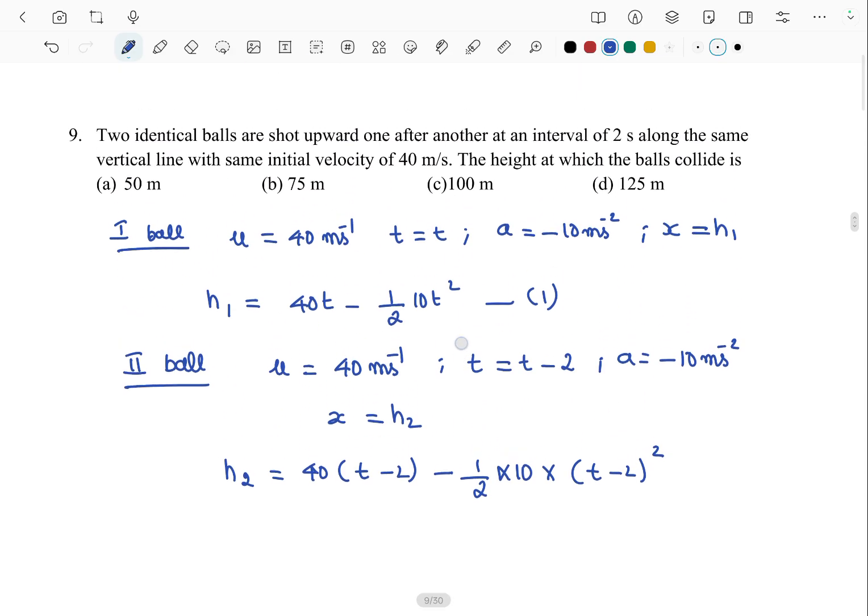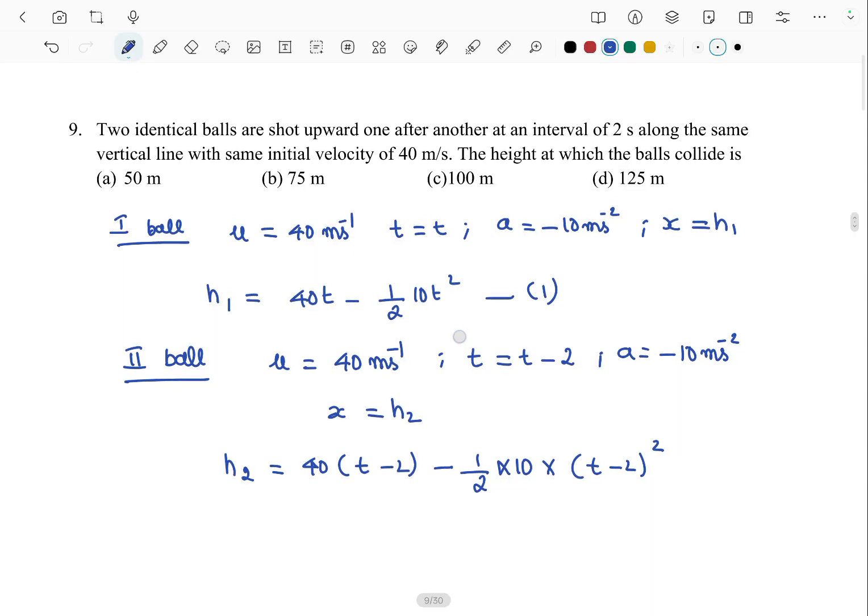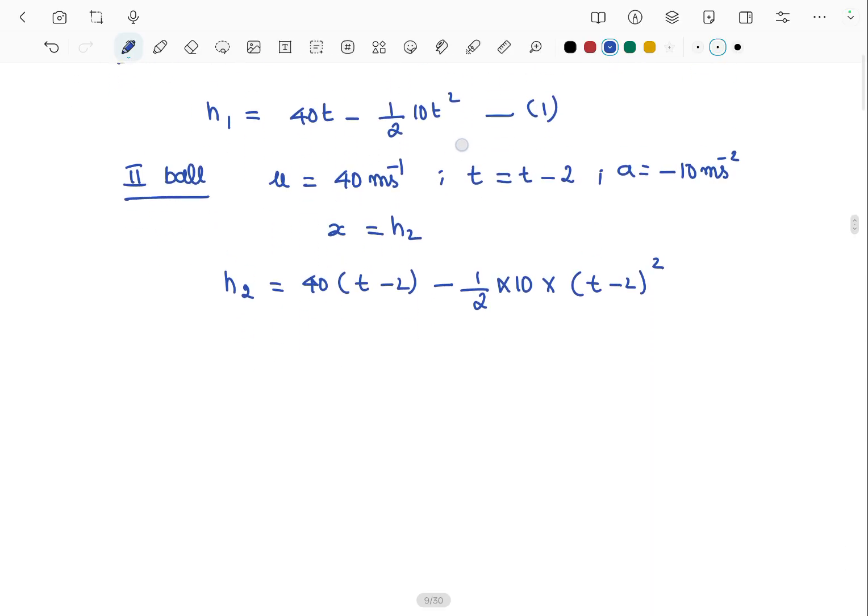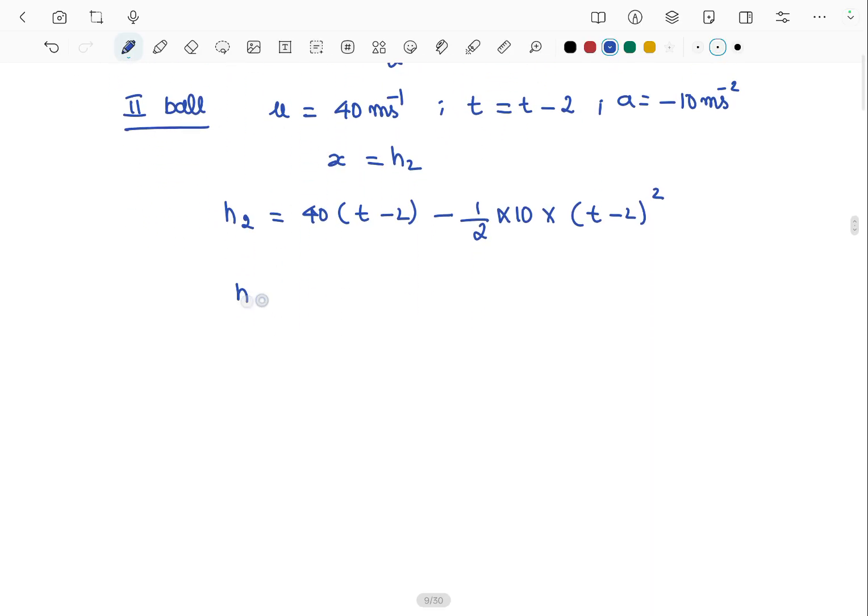Now what they have said here is that along the same vertical line, the height at which the balls collide is the same. So according to the question, h1 and h2 are equal. If h1 and h2 are equal, then what is going to be the time? Let's find that out first, and then put the value of t in any one of the equations to get the height.